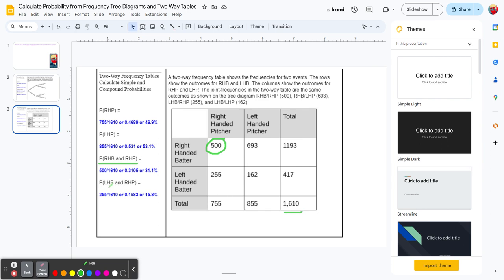We want to find the probability of a left-hand batter and a right-hand pitcher. Left-hand batter, right-hand pitcher is right here, 255. So that's 255 out of 1,610, which is 0.1583 or 15.8%.